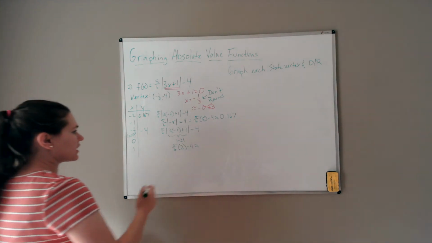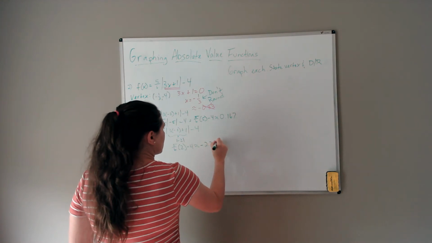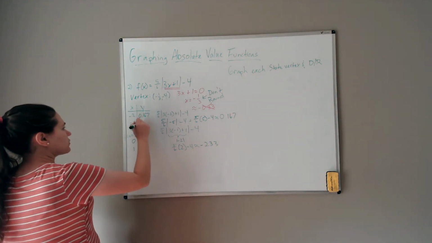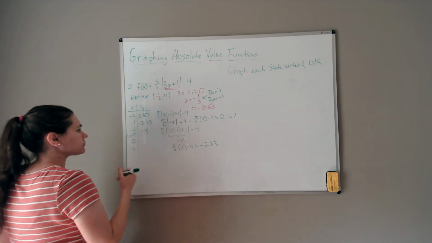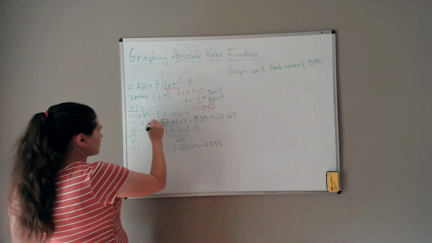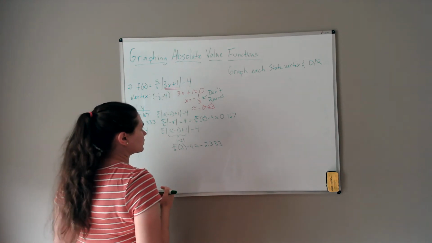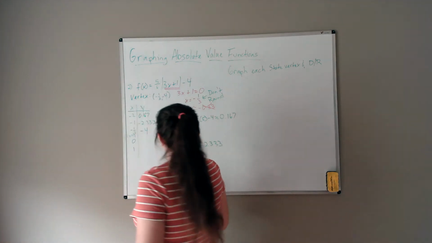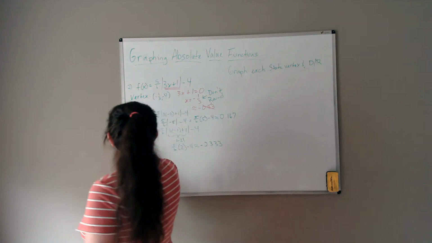And that puts us at negative 2.33 repeating, so just negative 2.33 is fine. Since I did 3 decimal places, I'll just continue with 3 decimal places, so rounding to the thousandths there. And after that, I've got to plug in 0.